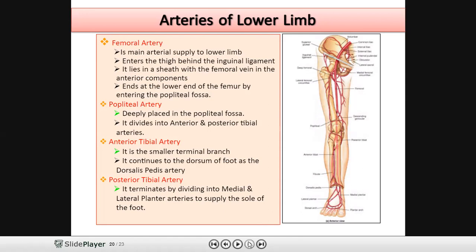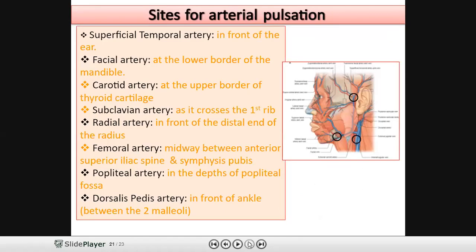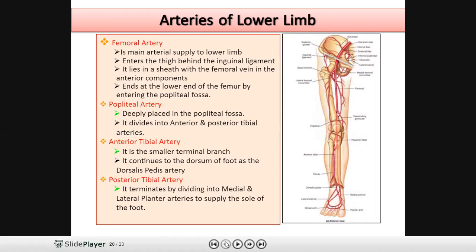Okay, good. So, sites of arterial pulsation. Before we look at sites of arterial pulsation, if they ask you in an exam, for example, which vessel supplies the biceps femoris muscle? So what will you say?